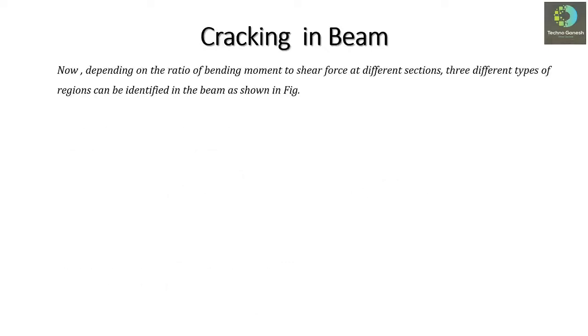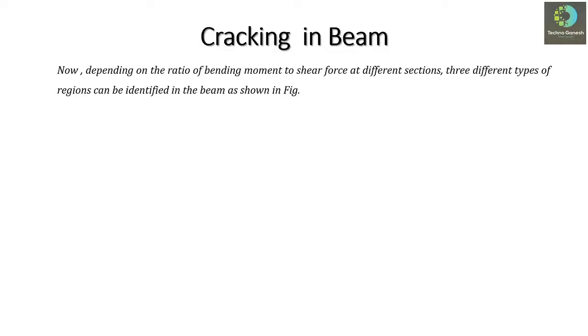Now, as we know, bending moment and shear force vary differently in beams. Depending on the ratio of bending moment to shear force at different sections, three different types of regions can be identified in the beam.